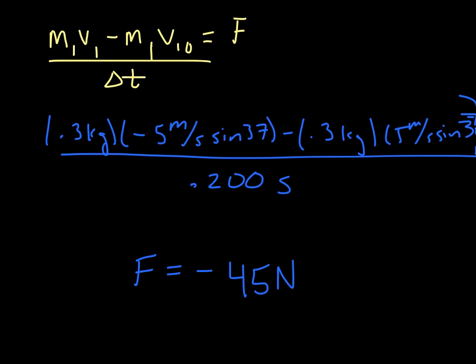Now, all this negative is just a direction, so the total force that's being put on this ball is 45 newtons. Again, sine, go ahead and check your diagram for trig functions.